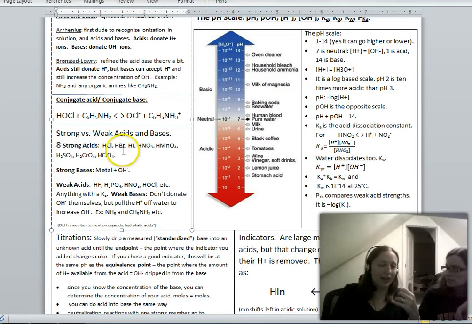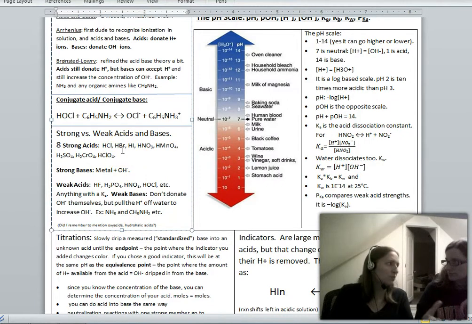So your 8 strong acids. There's really 6 that are common, and there's 2 more that come up every now and then. So there's 8 strong acids that you have to have memorized, because what's going to happen is they're going to show you a problem with an acid in it, and if it's a strong acid, it goes all the way to the right. If it's a weak acid, you have to do all the equilibrium stuff with it. Which one do we do? Well, you have to know which one it is, and so here you go.